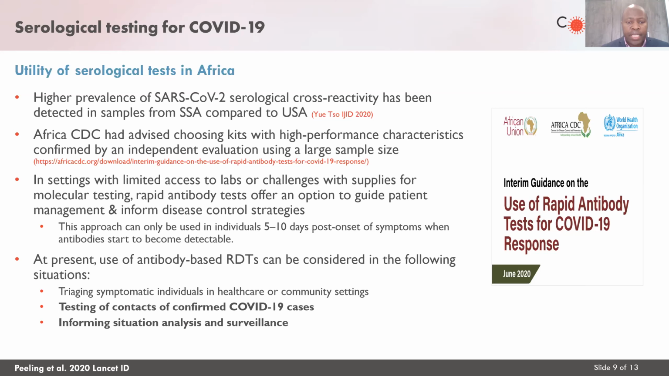So at present, use of antibody-based RDTs can be considered in the following situations. Triaging symptomatic individuals in healthcare or community settings, testing of contacts of confirmed COVID-19 cases, or informing situation analysis and surveillance.